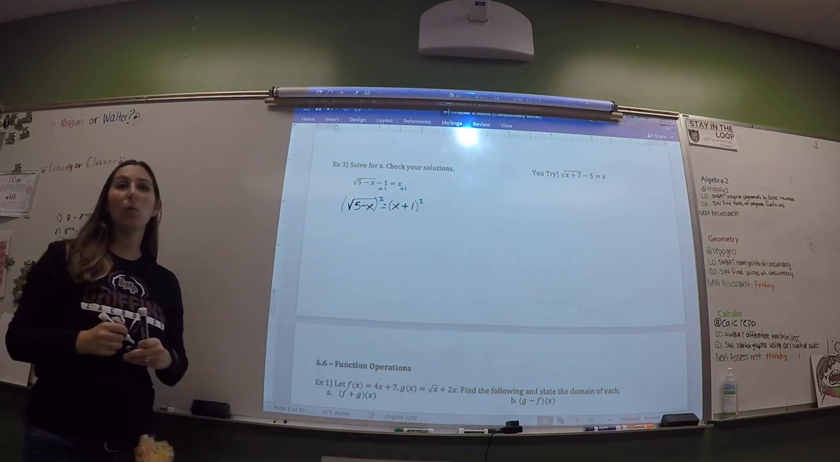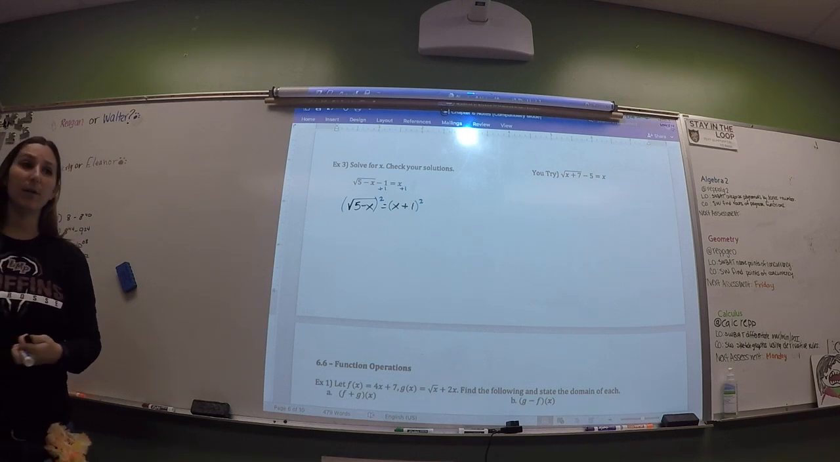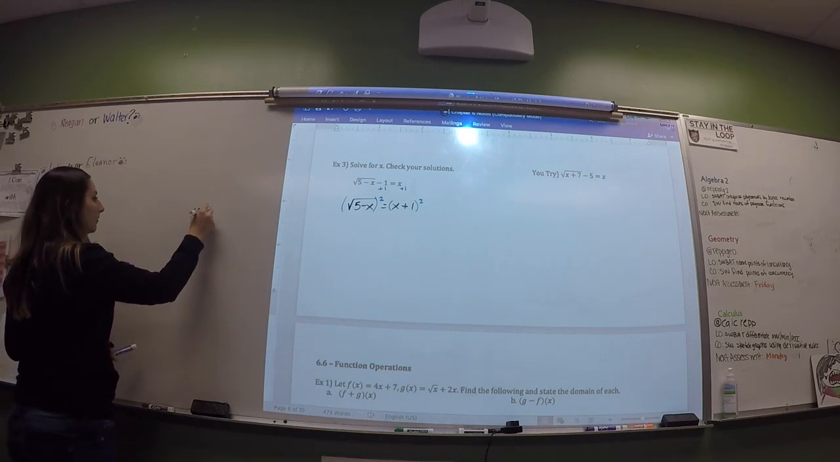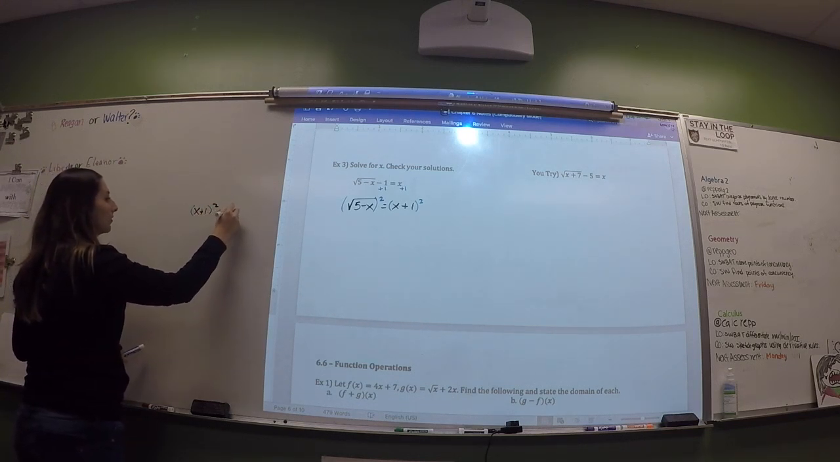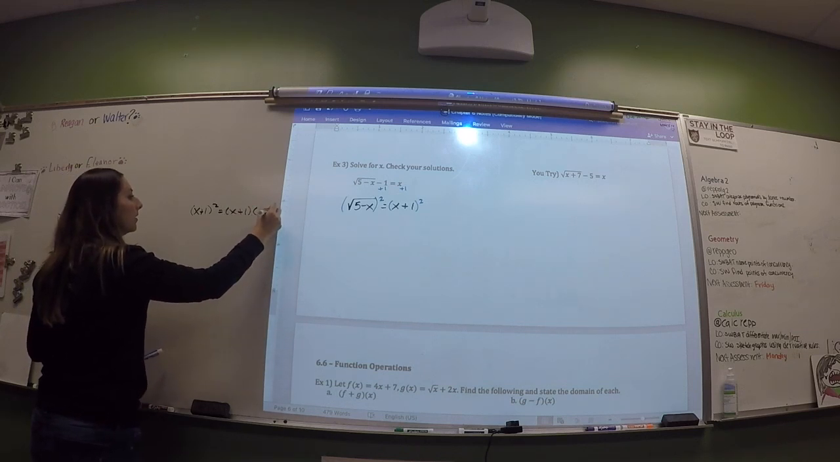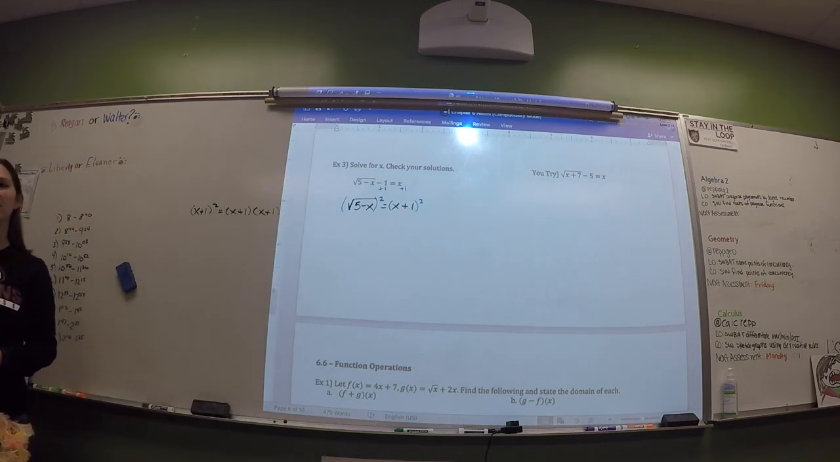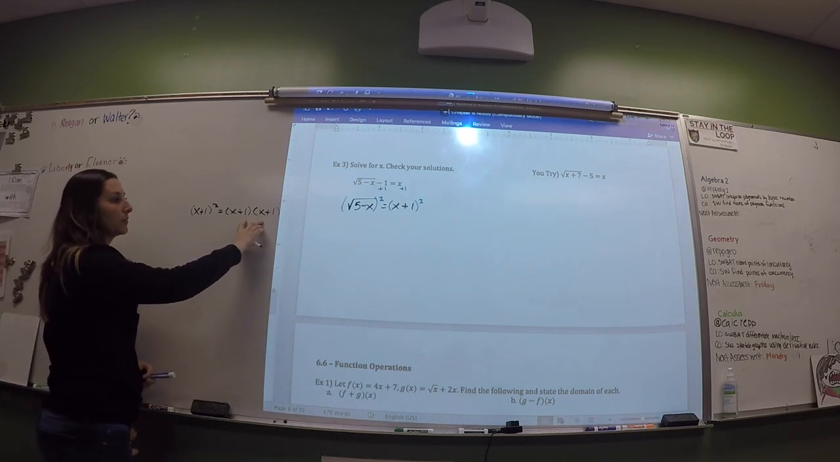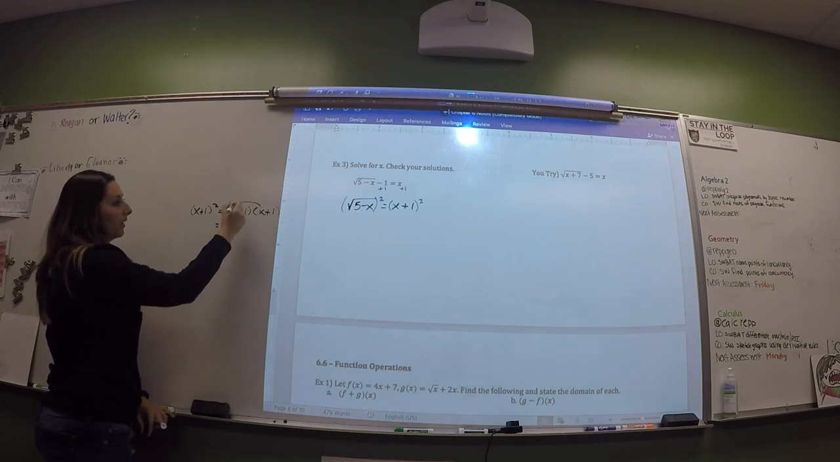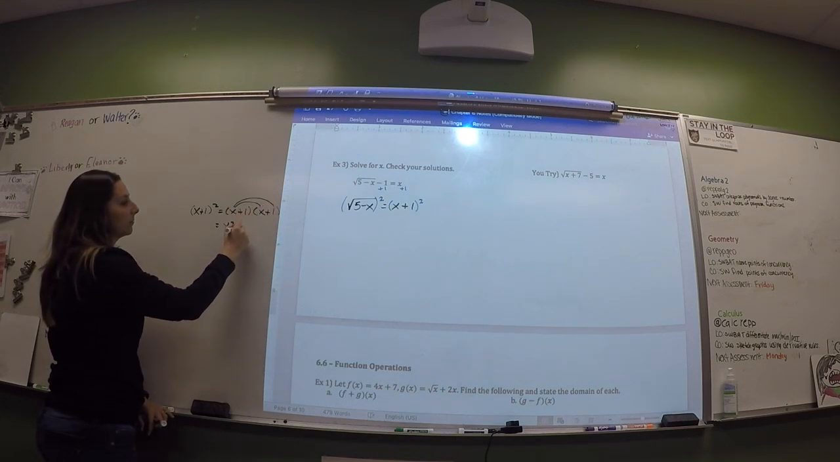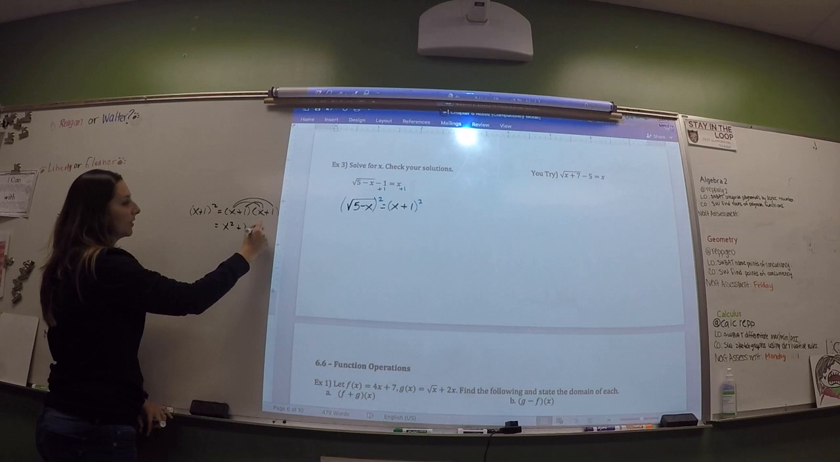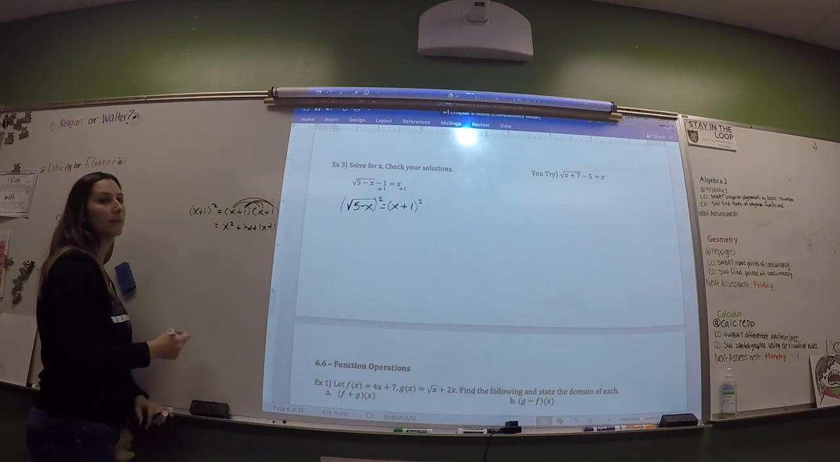Okay, when you square a binomial, you have to FOIL out x plus 1 times x plus 1. You cannot just square the x and square the 1. That's not how this works. You can only do that if they're multiplied, you can just square each one. When they're added, you can't do that because it means 2 multiplied together. So x squared plus 1x plus 1x plus 1.